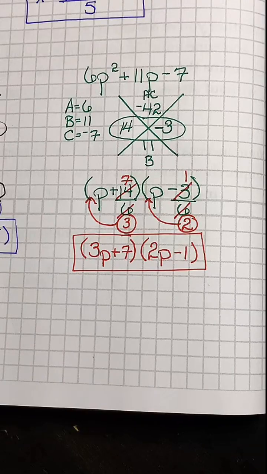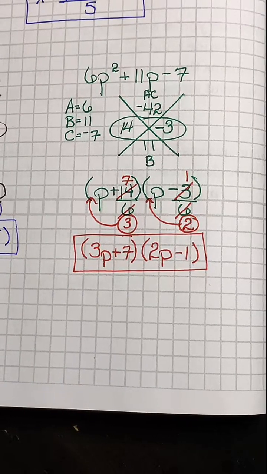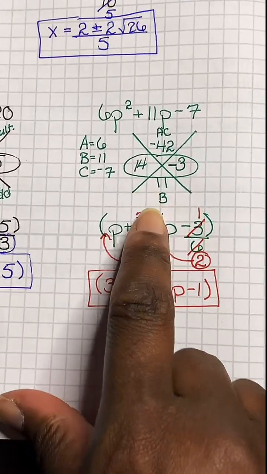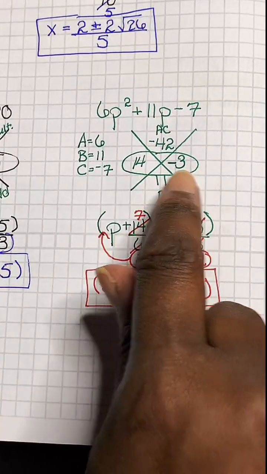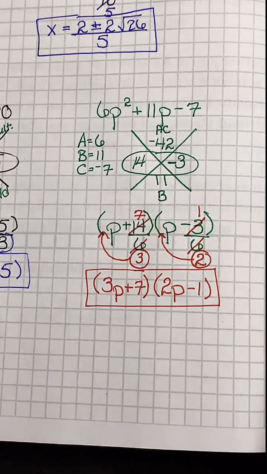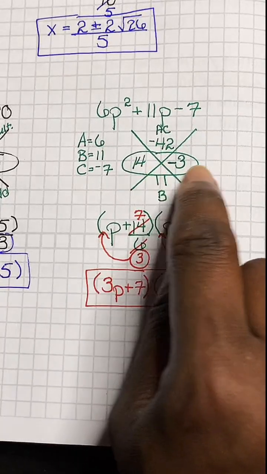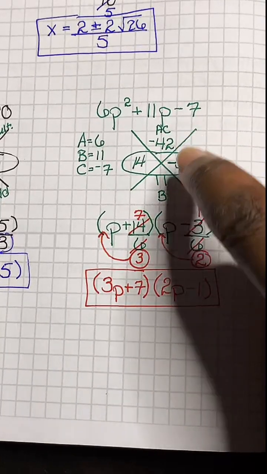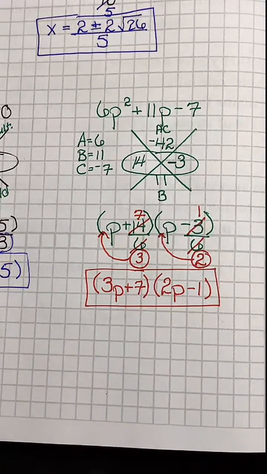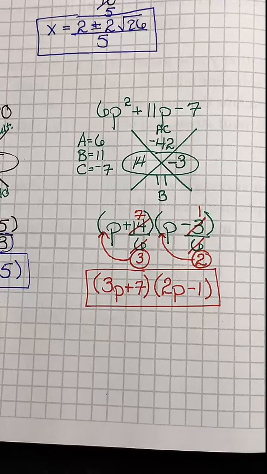There you go. At what point do we use the quadratic formula? If you can't, like say after you got your X and you couldn't get 2 factors, that's when you do the quadratic formula. Because if you can't get 2 numbers that multiply to give you up here and add down here to give you that, that's when I would do the quadratic formula.